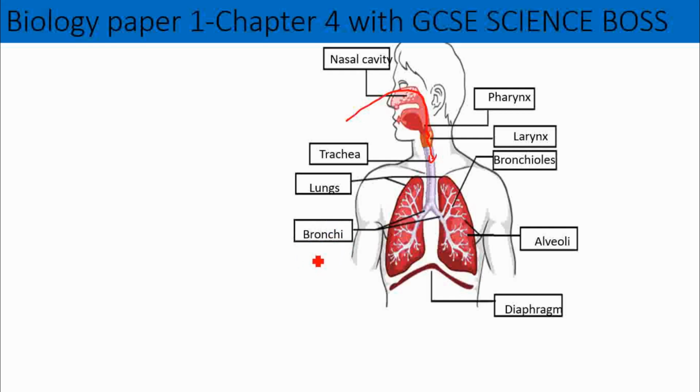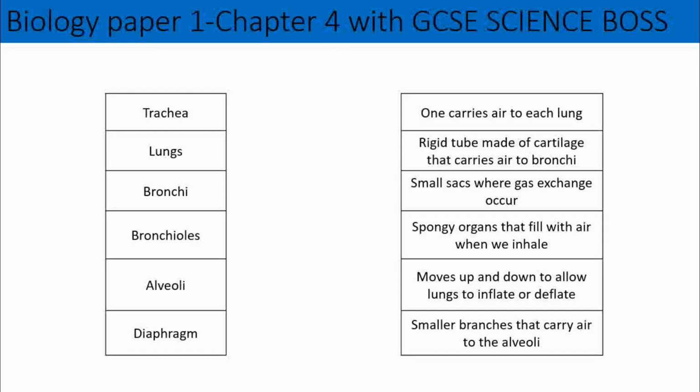And bronchus is singular. So you have two bronchi, okay? Good. So make sure that you know the different parts here. Now you need to know what's happening here. So your trachea, cartilage, lots of cartilage, and it carries the air to the bronchi.